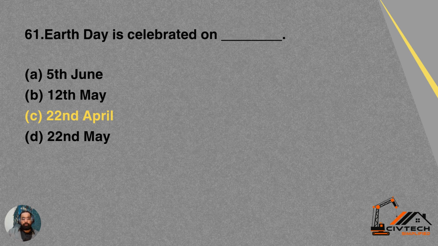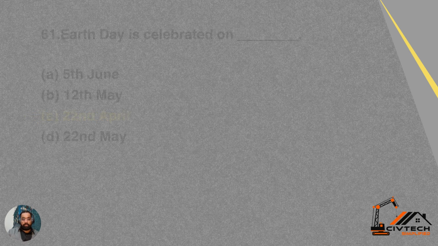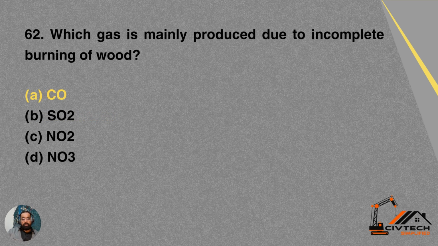Question number 61. Earth Day is celebrated on. At which day is the Earth Day celebrated? Option A, 5th of June every year. Option B, 12th of May. Option C, 22nd of April. Option D, 22nd of May. The Earth Day is celebrated on 22nd of April. C is the correct answer.